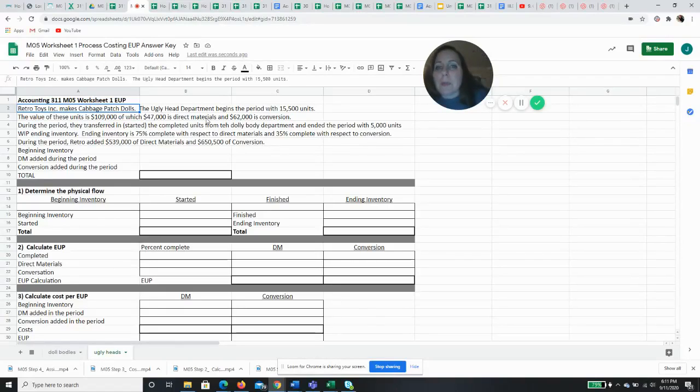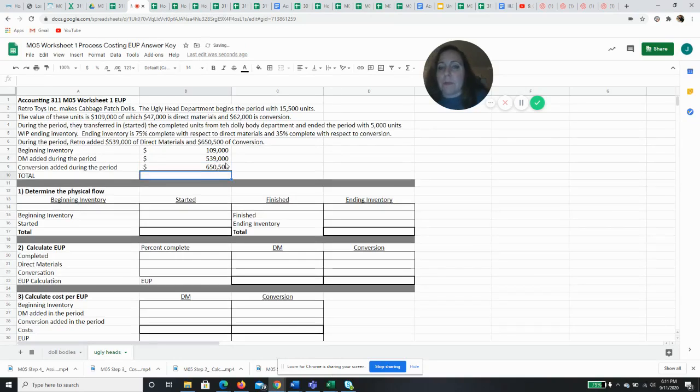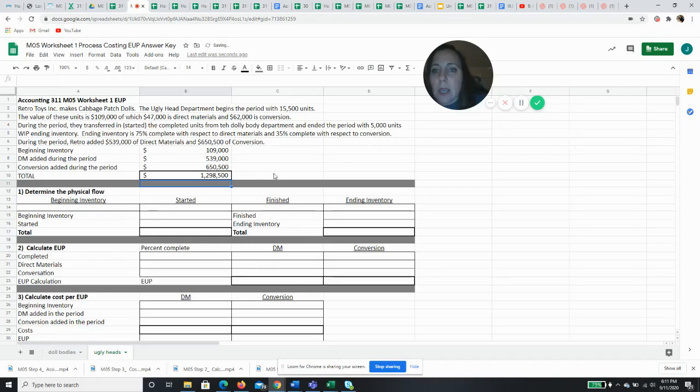All right. So we began with 15,500 units. The value of these units of our beginning inventory is 109,000. So I'm going to add that right here. During the period, we added 539,000 of direct materials, and we added 650,500 of conversion. Okay, so our total costs that we are going to account for this period is 1,298,500.